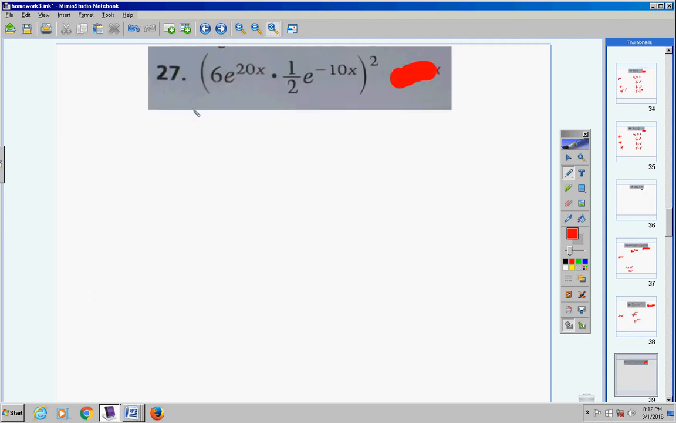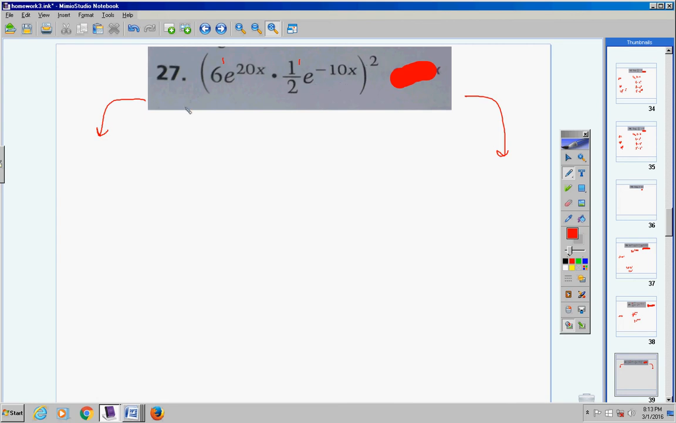This will be a really good problem, guys. Here we go. This will be a really good thinking problem. We're going to do this 2 different ways, so stay with me, okay? Alright, now first of all, there's no plus sign here or minus sign. They're multiplying. So this is one term. So if you want to, you can take the 2 and multiply it through. So what's the power of the 6? 1. What's the power of the e? 20x. What's the power of the 1/2? 1. What's the power of the e? Negative 10.